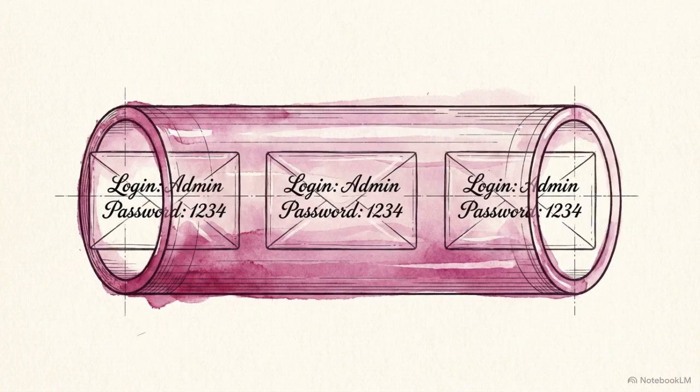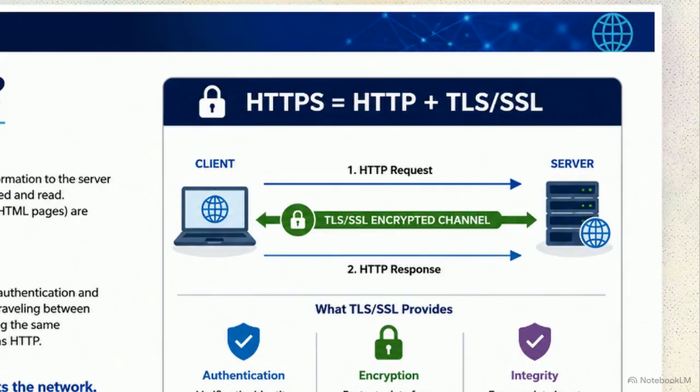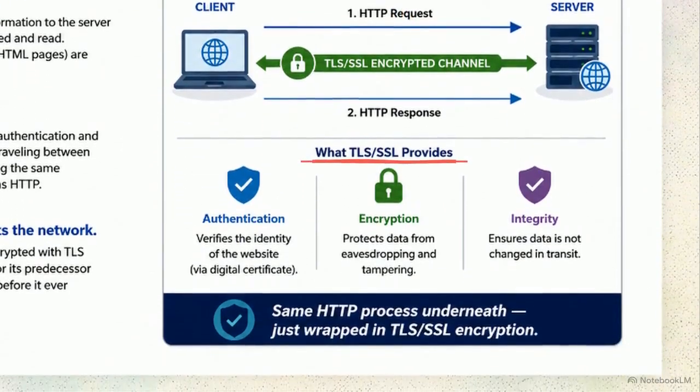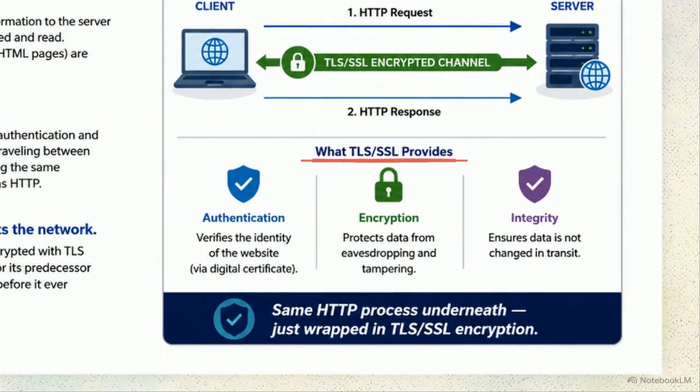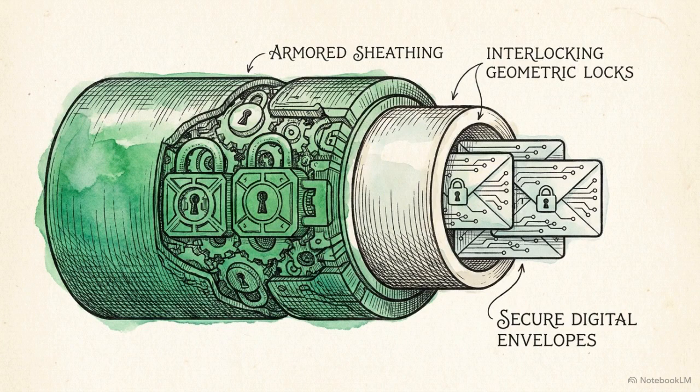But standard HTTP has a critical vulnerability. All headers and payloads travel in plaintext, meaning any node along the path can intercept and read the data. To fix this vulnerability, networks use HTTPS, wrapping the data stream in Transport Layer Security, or TLS. As outlined here, this provides 3 things: server authentication, data encryption, and integrity checks, securing the packets before they ever touch the physical network. The underlying HTTP request and response mechanics remain exactly the same. They are simply encapsulated within a secure TLS tunnel.